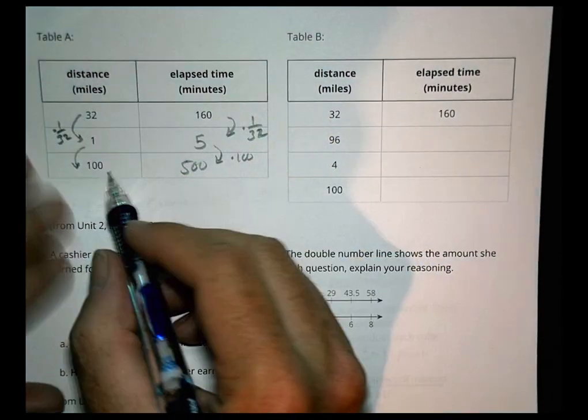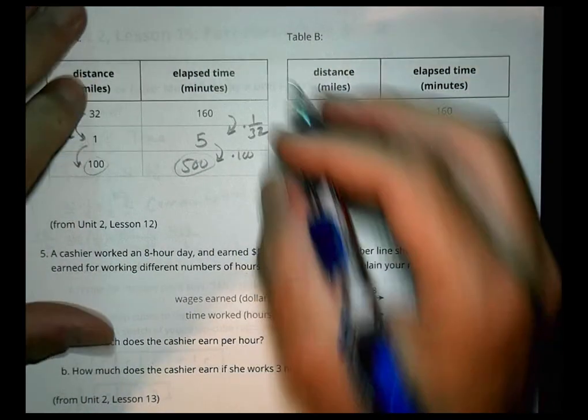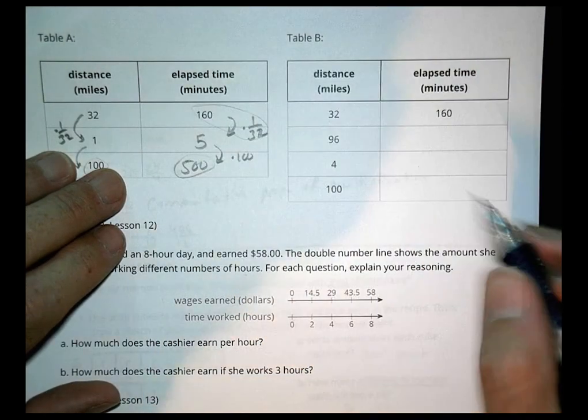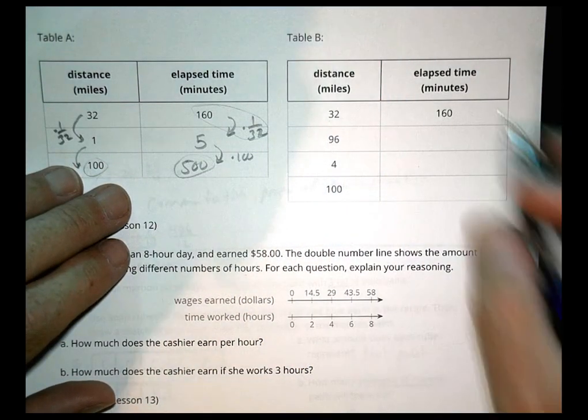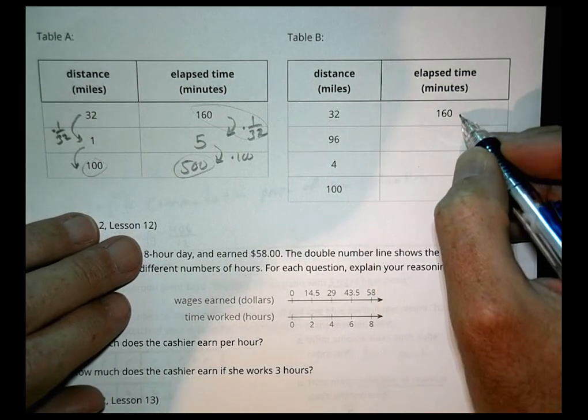So how long will it take them to go 100 miles? We would say 500 minutes. Okay, not too bad. The trickiest part here is doing the division of 160 divided by 32. Okay? On this next one, we can see we have 32 miles in 160, just like before.